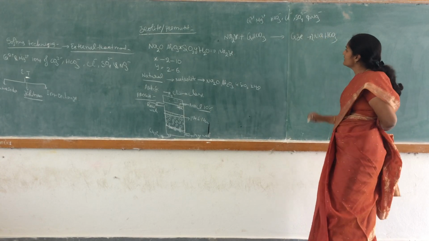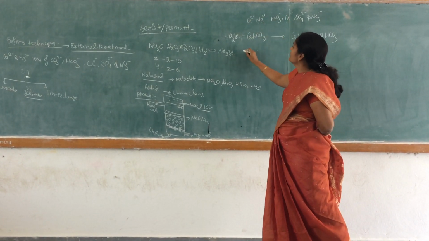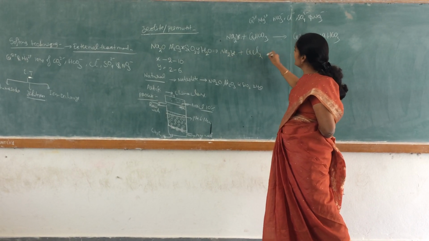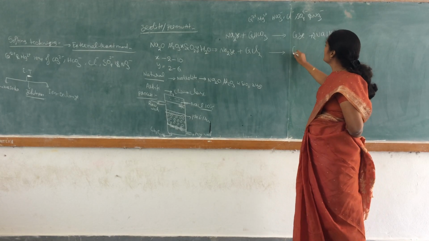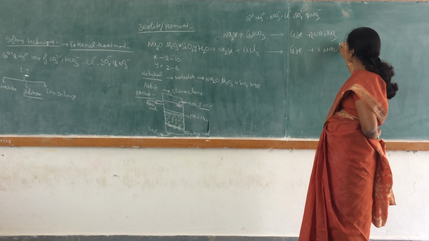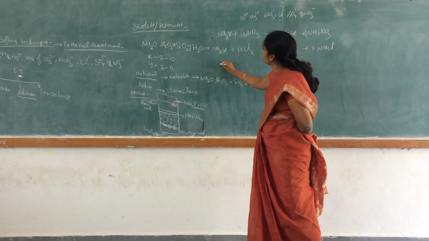Okay, when balancing this one we will write it as 2. Next we take calcium chloride, so that sodium zeolite plus calcium chloride gives rise to calcium zeolite plus sodium chloride. And next we have to go for the next reaction.